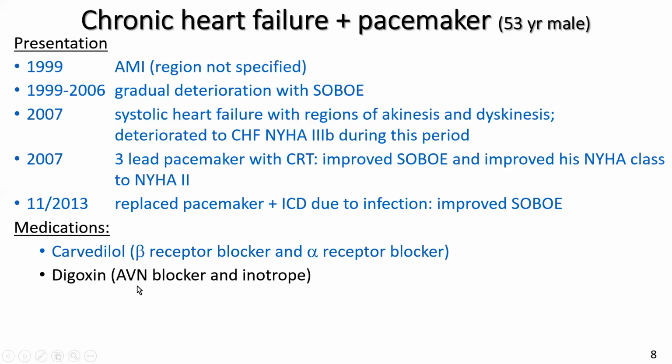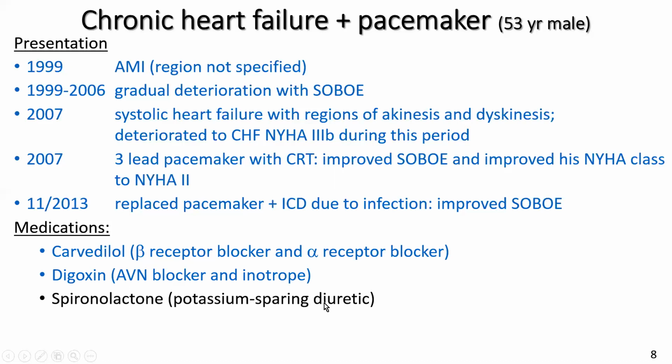Digoxin is an AV nodal blocker. That's not the purpose it was given here, because there's plenty of beta blockade going on. Digoxin for this client was given as an inotrope, in other words, as a cardiac stimulant to try to maintain stroke volume and therefore maintain cardiac output and oxygen supply to the body and the heart.